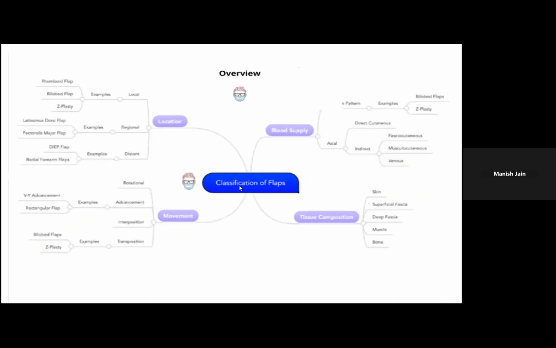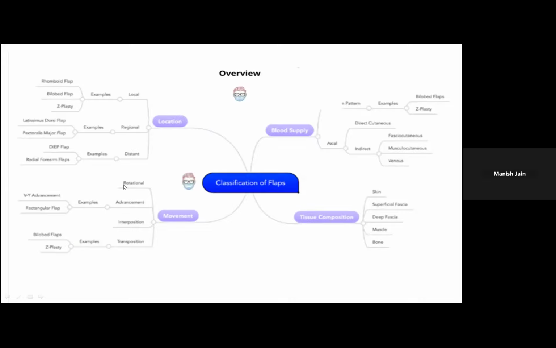This is one of the classifications of flaps, as I already discussed: local flaps like rhomboid, gyroplasty, bilobed flaps; regional flaps like the LD flap for breast reconstruction and pectoralis major flap for head and neck reconstruction. Distant flaps can be used either as a tube flap or as free flaps. Free flaps require a microvascular procedure to anastomose artery and vein to maintain the circulation of that flap.